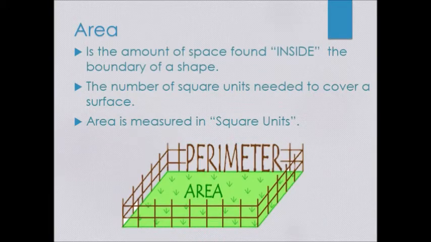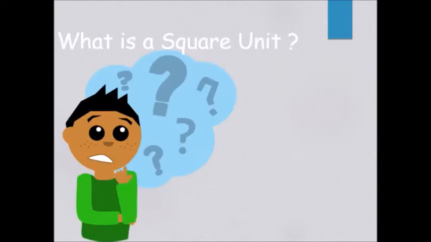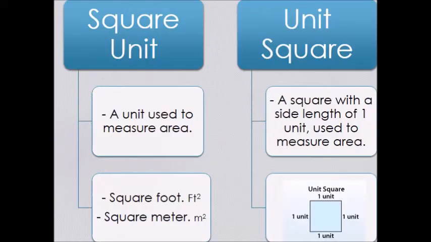What is the area? The area is the amount of space found inside the boundary of a shape. Or we can say it's the number of square units needed to cover a surface. It's measured in square units. What is a square unit? A square unit is a unit used to measure area. It could be square foot or square meter and so on.